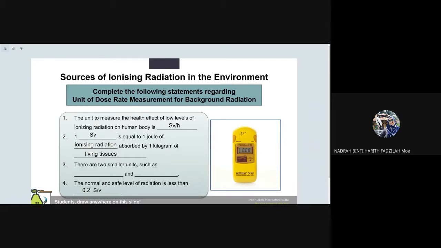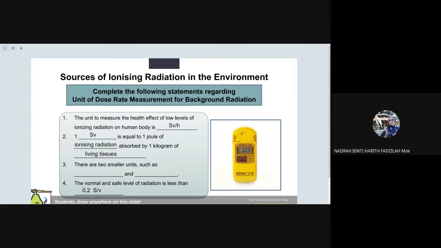Okay, so 1 sievert equals to 1 joule of ionizing radiation energy. Ionizing radiation pun boleh ya. 1 sievert is equal to 1 joule of ionizing radiation energy absorbed by 1 kilogram of living tissues. Okay, sievert ni boleh exist into smaller units, sama ada millisievert atau microsievert.